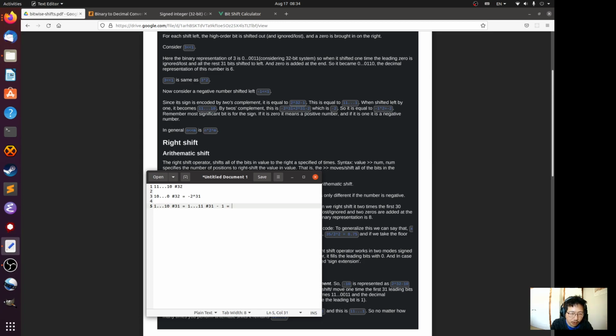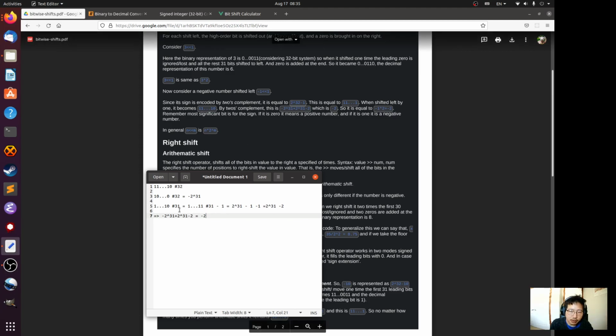Okay, and this is equal to 2 to the power of 31 minus 1, which is 2 to the power of 31 minus 2. Okay, so if you add those up, it becomes minus 2 to the power of 31 plus 2 to the power of 31 minus 2. Okay, and that equals minus 2. That's how you do it.